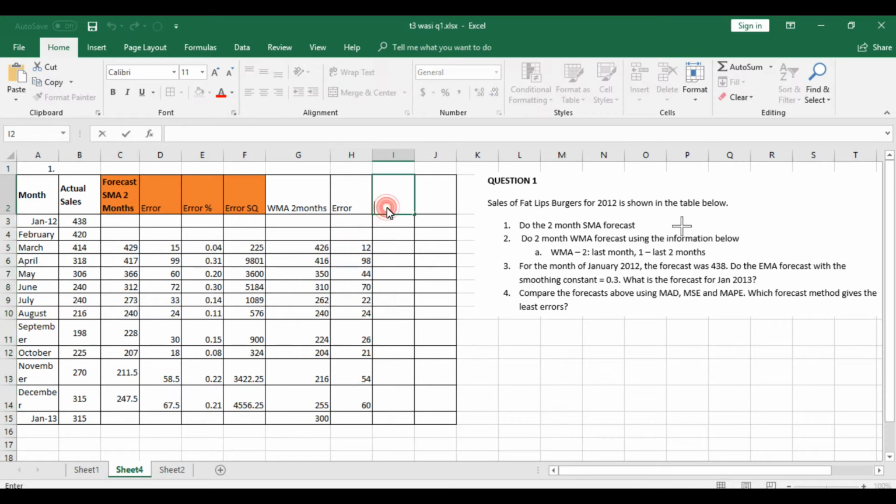Error proportional, which is simplest in all this. Just divide the actual error by the actual. Yeah, actual cell. Just make it into 2 or 3 decimal places till December. So we got error percentage.